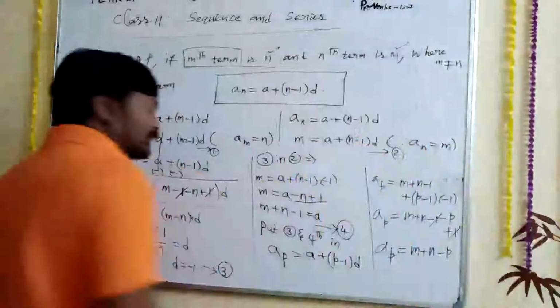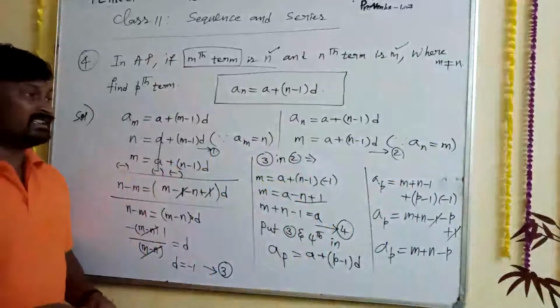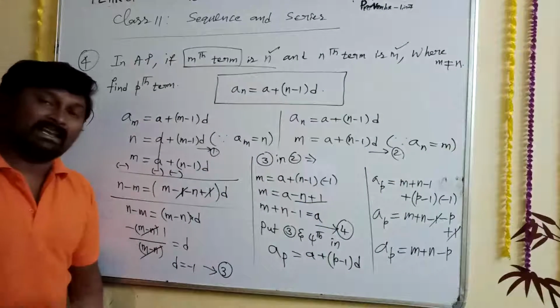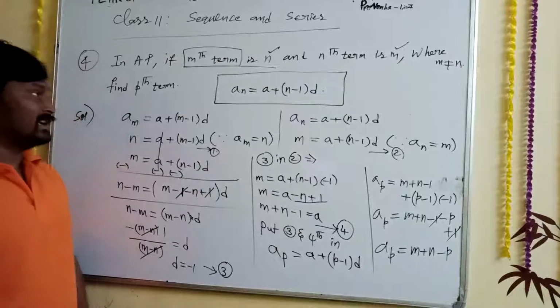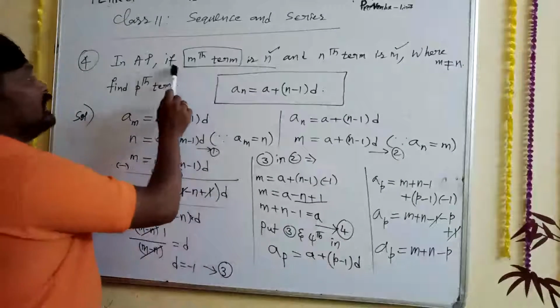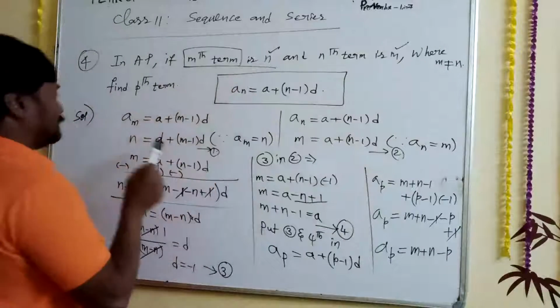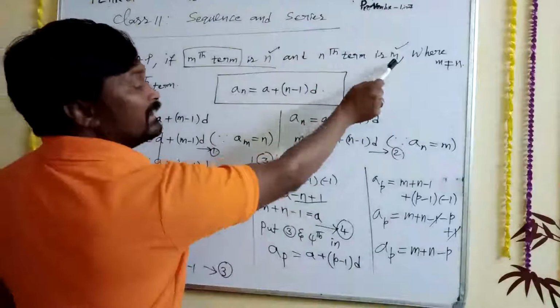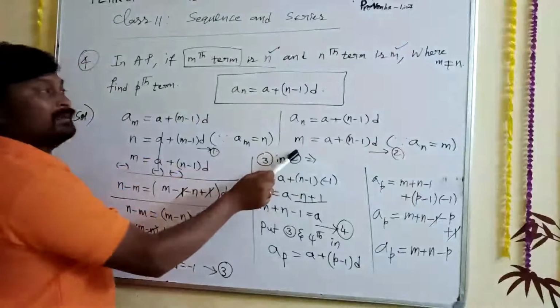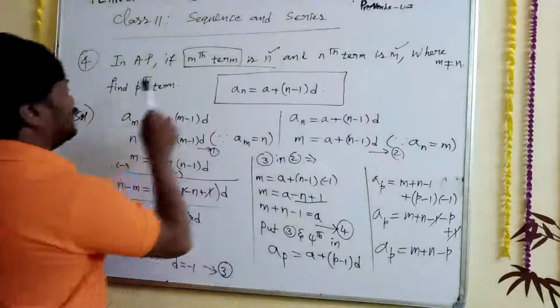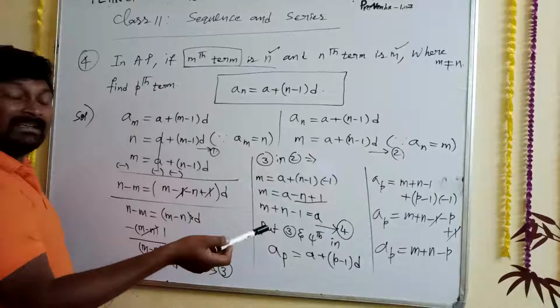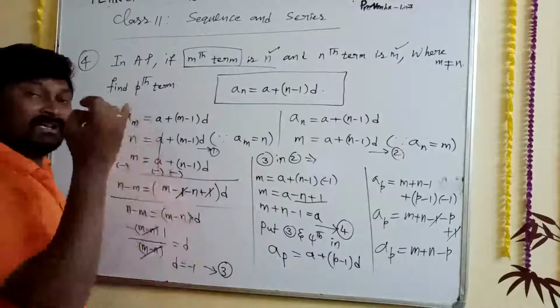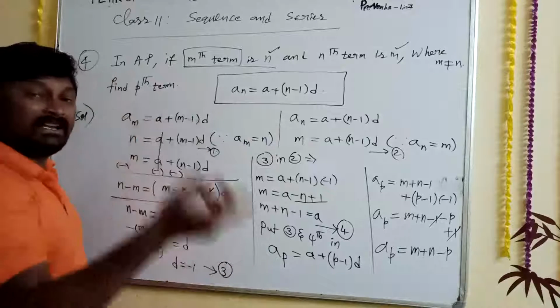Anyone having any doubt? You can ask me now itself. See here, again I am explaining to you, understand clearly. What was given? If the mth term is n, that means a_m is equal to n, and the nth term is m, that means a_n is equal to m. I need to find the pth term.